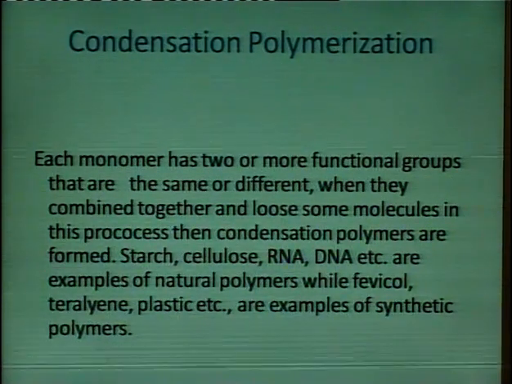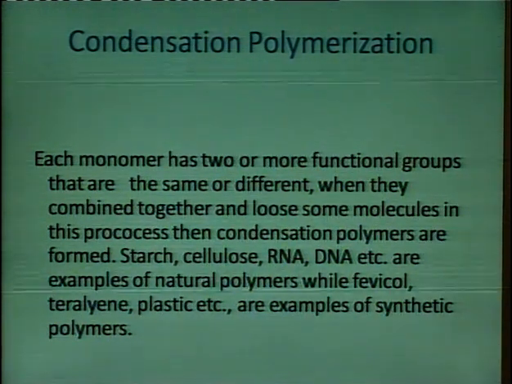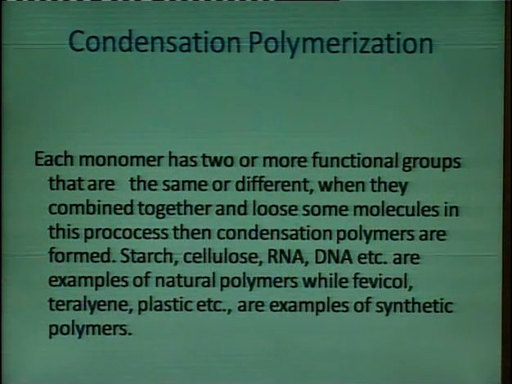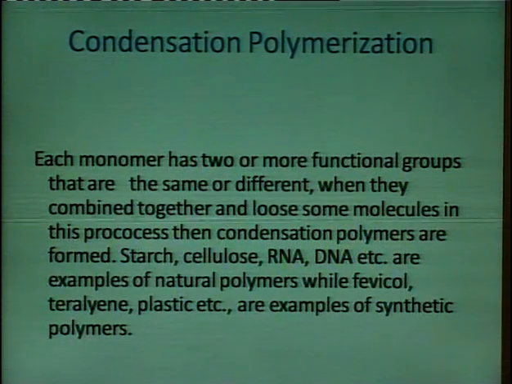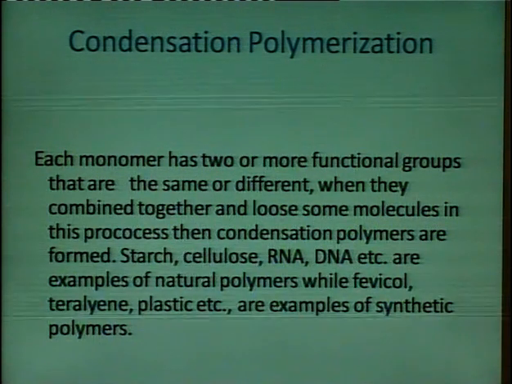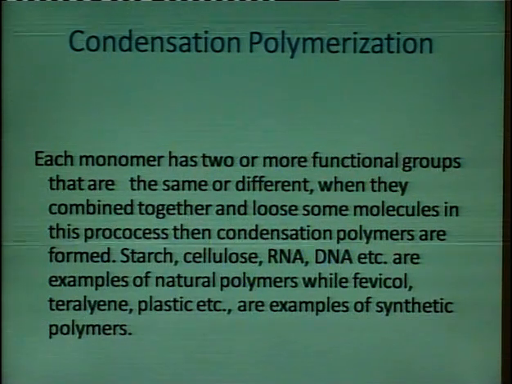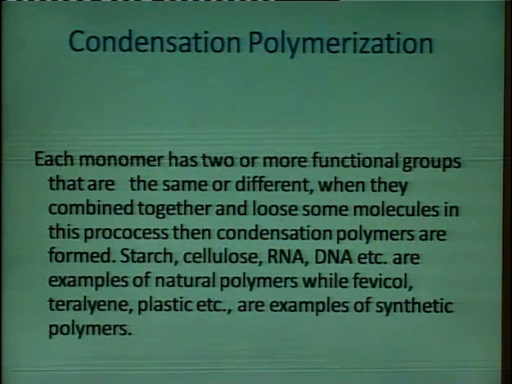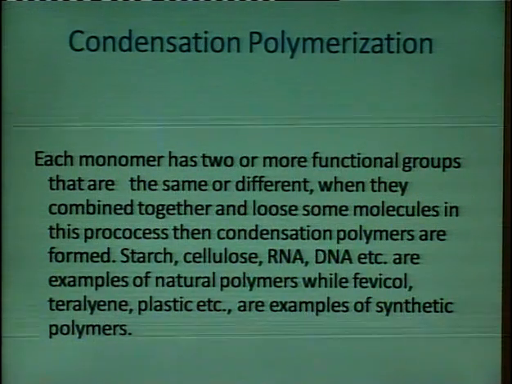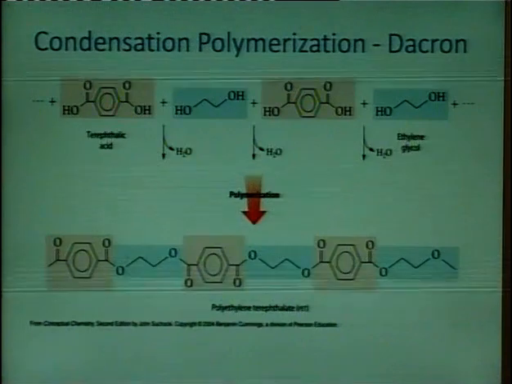So, condensation polymerization is a little bit different from addition polymerization. In this case, the monomers have two or more functional groups that are the same or different. When they combine together, they lose some small molecules in the process, and then condensation polymers are formed. Starch, cellulose, RNA, DNA, etc. are examples of natural polymers, while Fevicol, Terylene and plastics are examples of synthetic polymers.